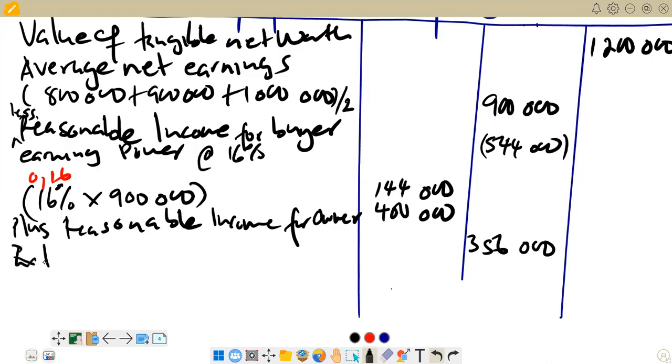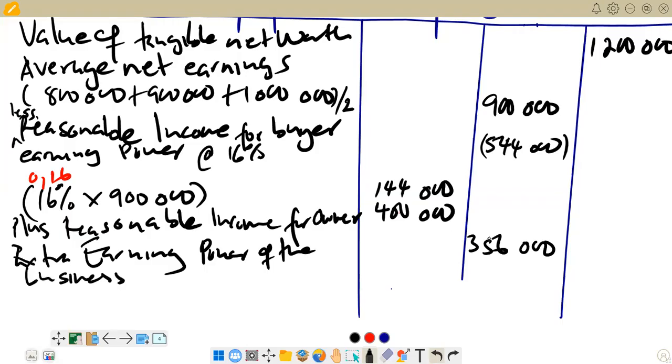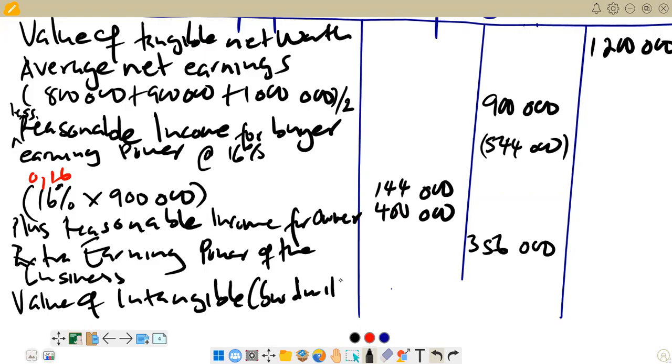Extra earning power of the business. So this is this figure, extra earning power for the business. And then beneath that, we can now put the value of intangible, which is our goodwill. So how do we calculate that one?